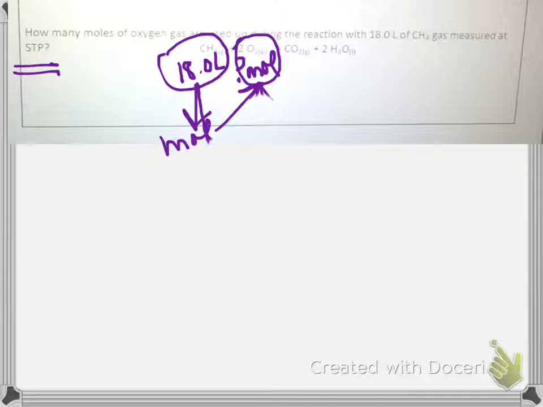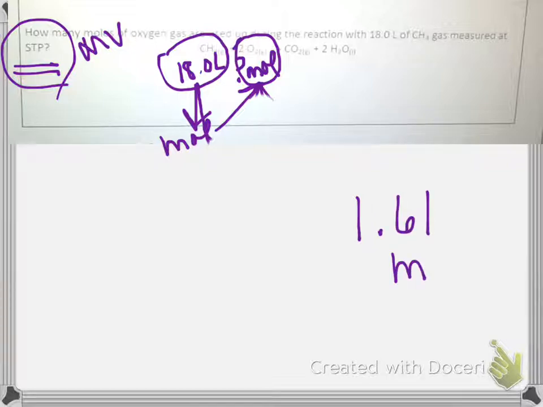We're at STP, so do we need to use the ideal gas equation, or can we use molar volume? We're going to use molar volume, 22.4 liters per mole. And I'm going to ask you to set it up. Hopefully the answer that you get is 1.61 moles of oxygen. All right, so see if you can get that.